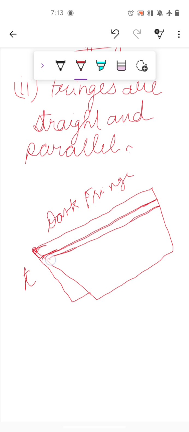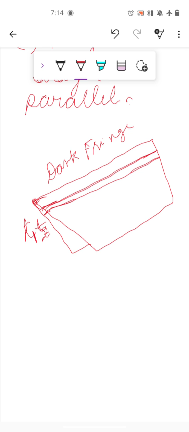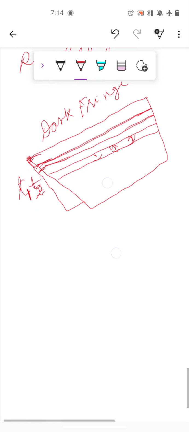Again, if we call this t1, then at thickness t2 the whole locus will form a line. So what we get is consecutive dark and bright lines, straight and parallel to each other. Why parallel? Because the distance between them at all points is equal. So this is the cause why we get straight and parallel fringes in the case of a wedge shaped film.